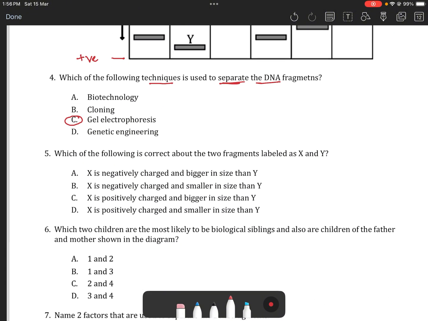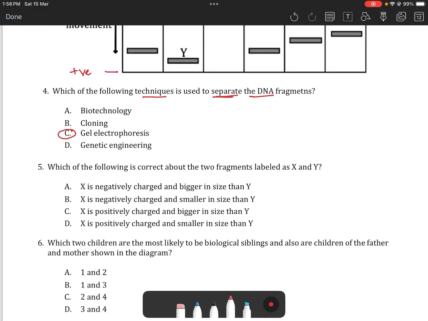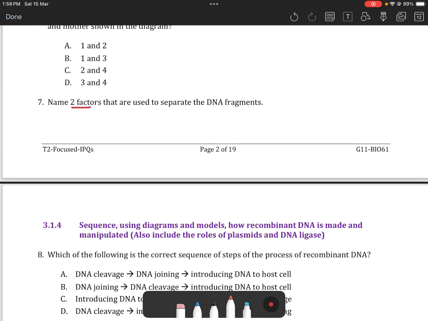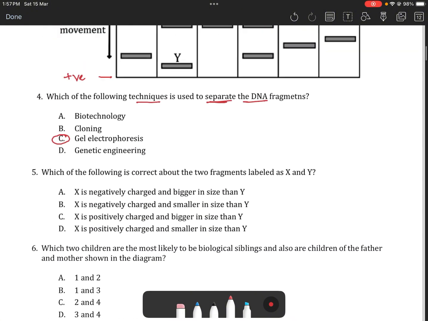Now, on what basis does it separate? Name two factors that are used to separate the DNA. We already said: number 1, the size of the DNA fragments, and number 2, the charge on DNA. So this is how it separates them.